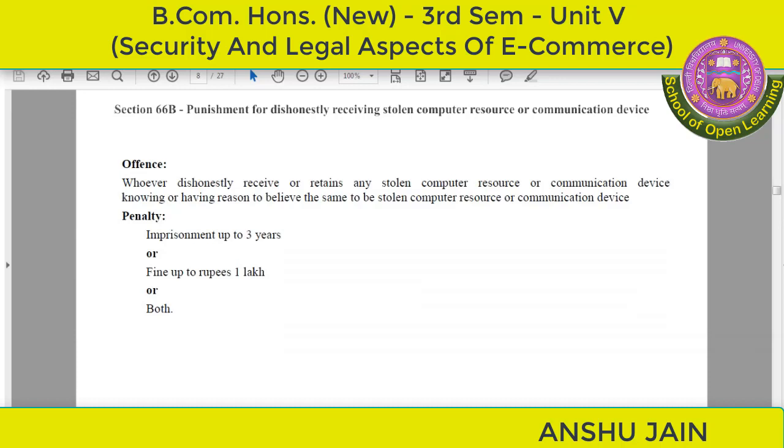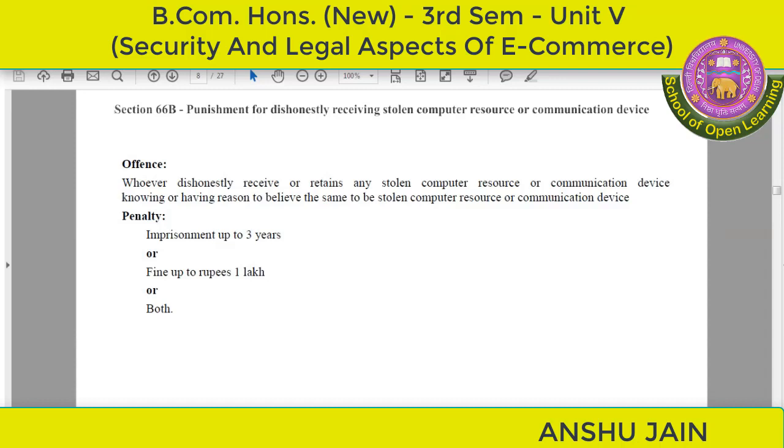तो एनी पर्सन, अब इसमें ऑफेंस क्या है, whoever dishonestly receives or retains any stolen computer resource or communication device knowing or having reason to believe the same to be stolen device. इसका मतलब कोई भी इंडिविजुअल जो ये जानता है कि वो चोरी की डिवाइस है, चोरी के कंप्यूटर रिसोर्सेज हैं और उसके बाद भी उसको रिटेन करके रखता है, then that would be treated as the offense and the penalty of imprisonment up to 3 years or a fine up to rupees 1 lakh rupees or both may be there as the penalty.